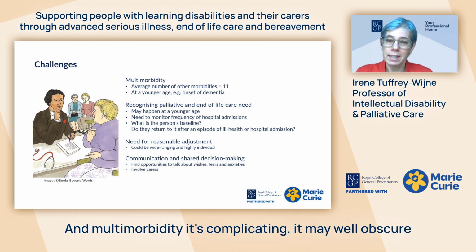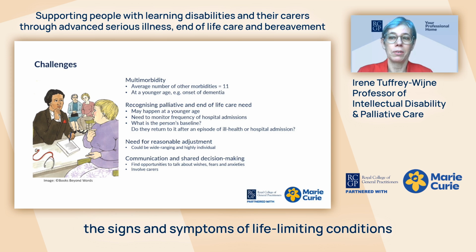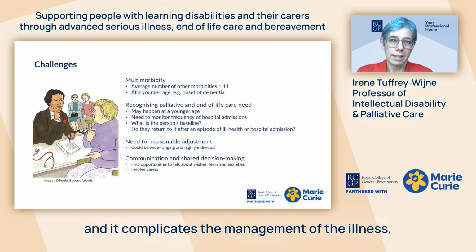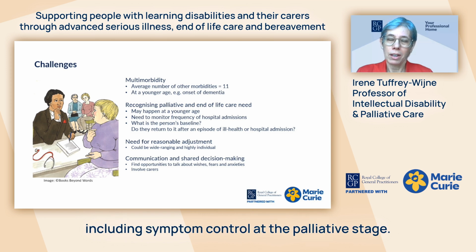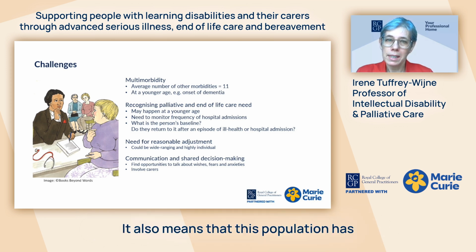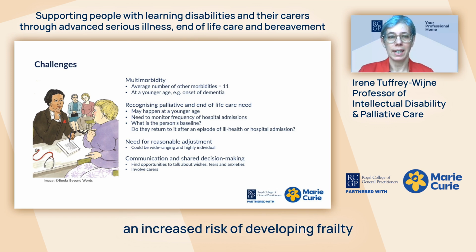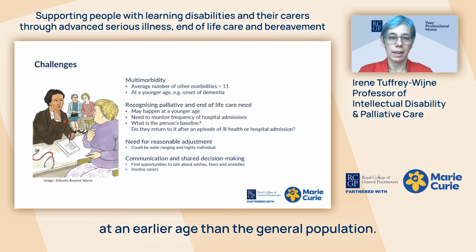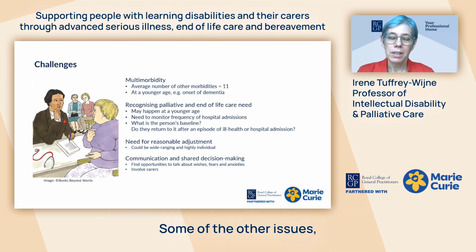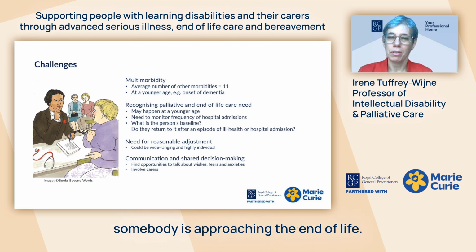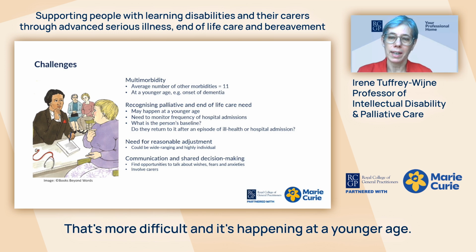And multimorbidity is complicating. It may well obscure the signs and symptoms of life-limiting conditions, and it complicates the management of the illness, including symptom control at the palliative stage. It also means that this population has an increased risk of developing frailty at an earlier age than the general population. Some of the other issues: it can be quite difficult to spot when somebody is approaching the end of life. That's more difficult and it's happening at a younger age.